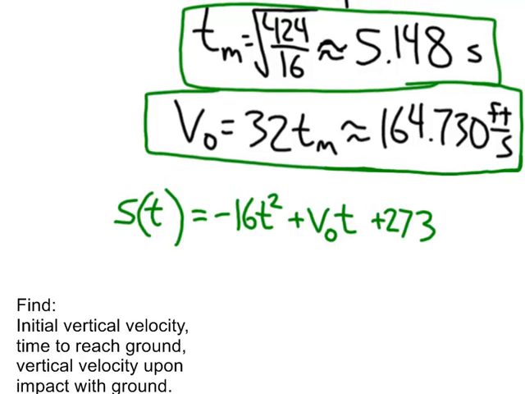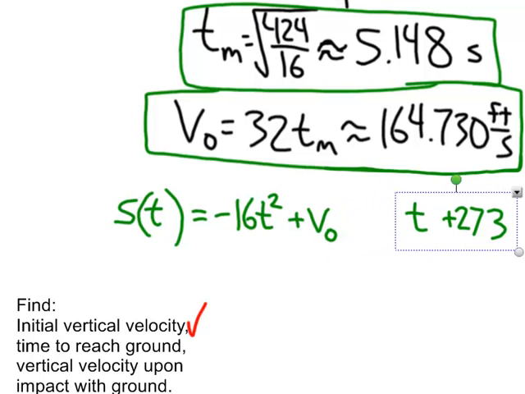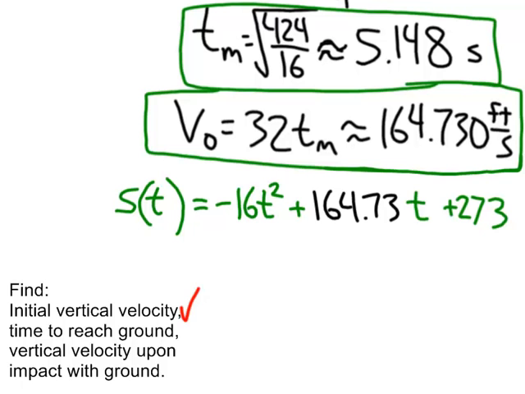We have found the initial velocity, and in fact, we can now plug that into our position equation. So let's move this aside, get rid of this v sub 0, and plug in the 164.73 that we just found. And let's summarize graphically what we have and what we still need to get.